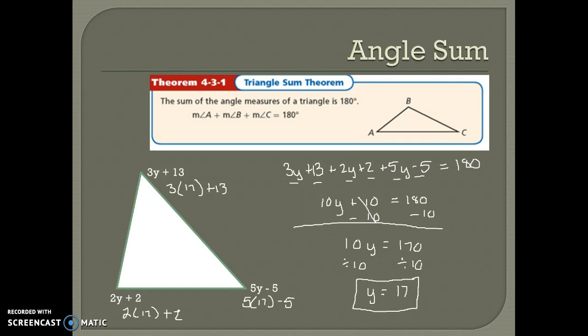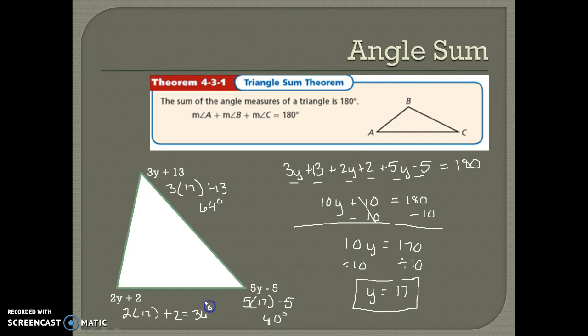3 times 17 is 51, plus 13 means that we have 64 degrees for our top angle. Our bottom right angle is 5 times 17, which is 85, minus 5 degrees leaves us with 80 degrees. And our bottom left angle is 2 times 17, which equals 34. So if you add 2, you get 36 degrees.